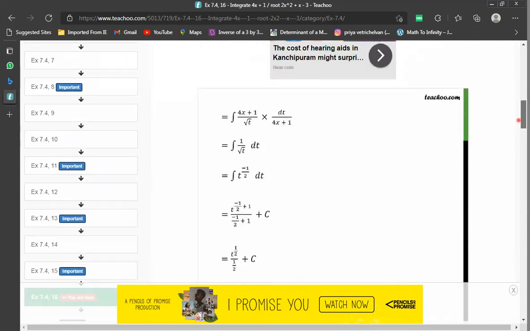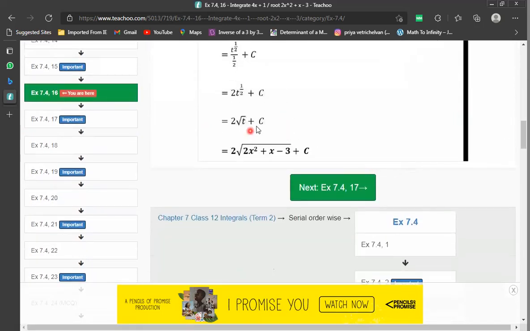Let's change the question in terms of t. This 4x plus 1 and 4x plus 1 will cancel out each other. 1 upon root t can be written as t power minus 1 by 2. You integrate using the power rule formula. And again substitute the value of t, which is 2x square plus x minus 3. Okay. Done.